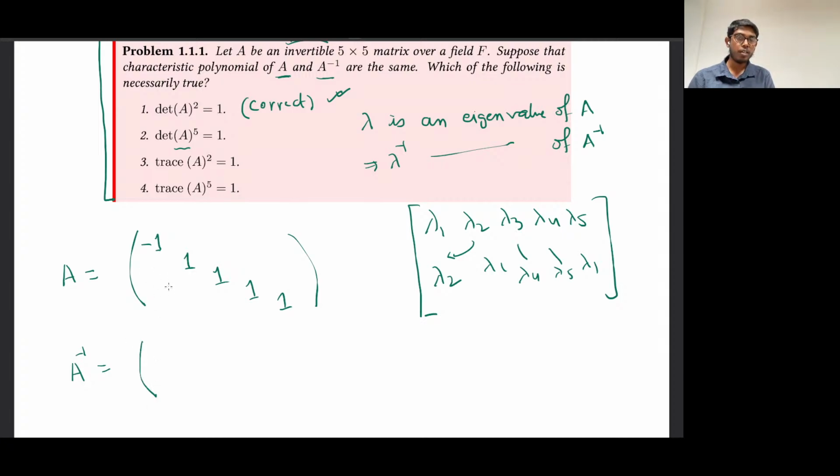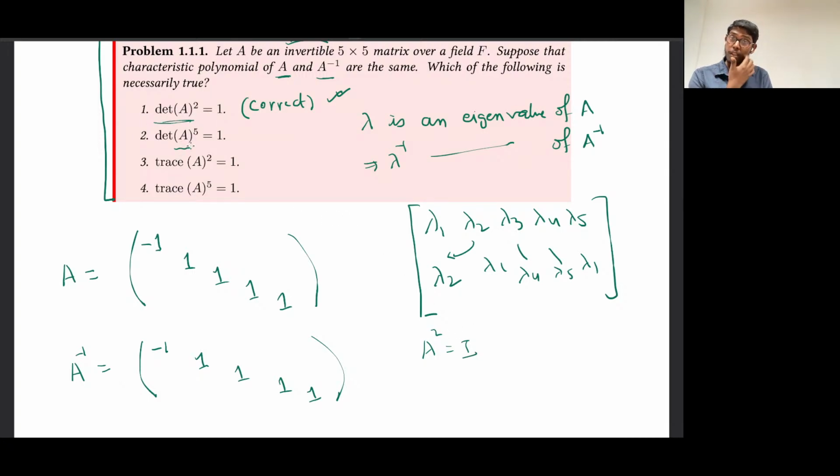So A inverse is what? What will be the A inverse here? So it's minus 1, 1, 1, 1, 1. This is the A inverse. Yeah. So this is the A and A inverse, and the characteristic polynomials are the same. But what is A square? So A square is the identity matrix. So therefore, the determinant of A square is 1.